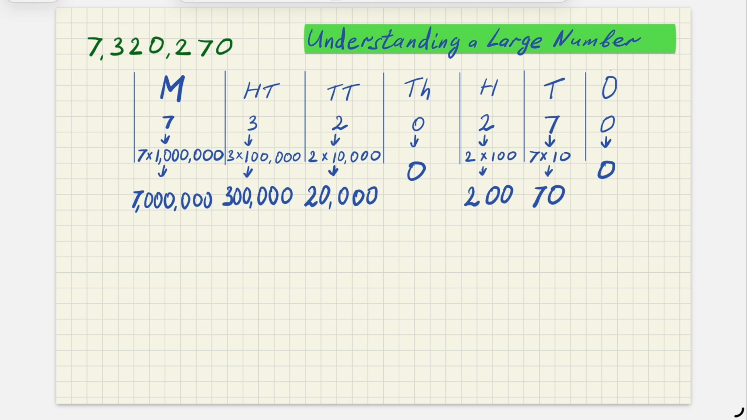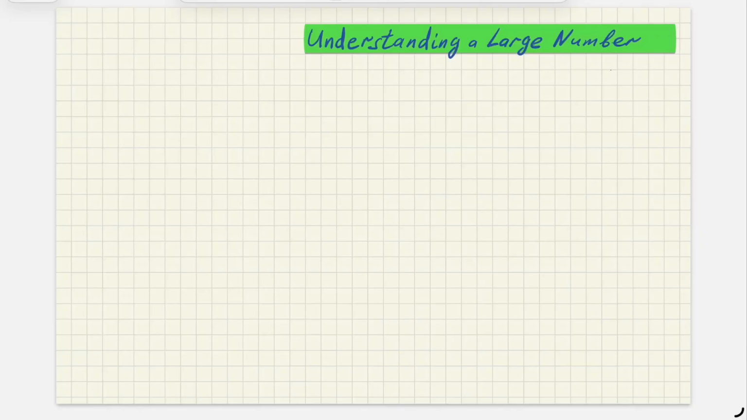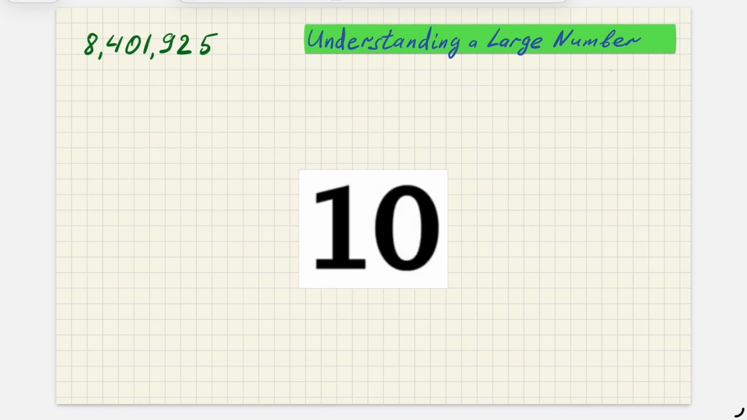So we can write 7,320,270 equals 7,000,000 plus 300,000 plus 20,000 plus 200 plus 70. Don't worry if it's tricky, that means your brain is growing. Let's try another example. Partition the number 8,401,925. Pause the video now and try it on your own. Take your time.